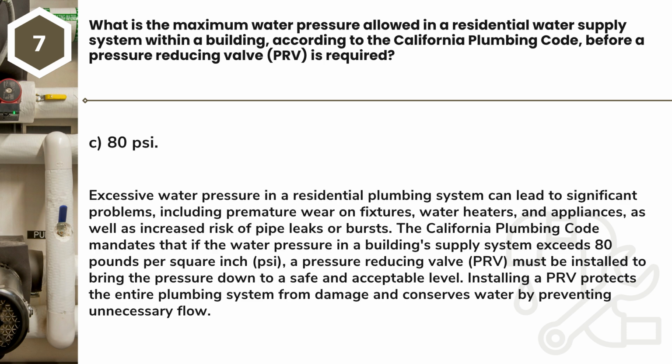Answer: C. 80 psi. Excessive water pressure in a residential plumbing system can lead to significant problems, including premature wear on fixtures, water heaters, and appliances, as well as increased risk of pipe leaks or bursts. The California Plumbing Code mandates that if the water pressure in a building supply system exceeds 80 pounds per square inch (psi), a pressure-reducing valve (PRV) must be installed to bring the pressure down to a safe and acceptable level. Installing a PRV protects the entire plumbing system from damage and conserves water by preventing unnecessary flow.